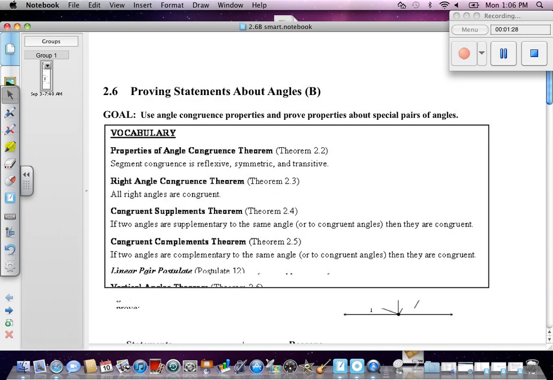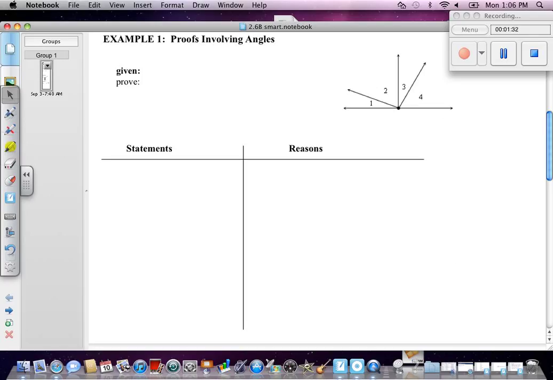Okay, so we've got these angles. Our given says that angle 1 and angle 2 are complementary. So we're going to put a little square there because we know that means 90. You should probably be writing this down. Okay. We know angle 1 and angle 3 are congruent. Angle 1 is congruent to angle 3. And we know angle 2 is congruent to angle 4. And what we're trying to prove is that 3 and 4 are complementary.